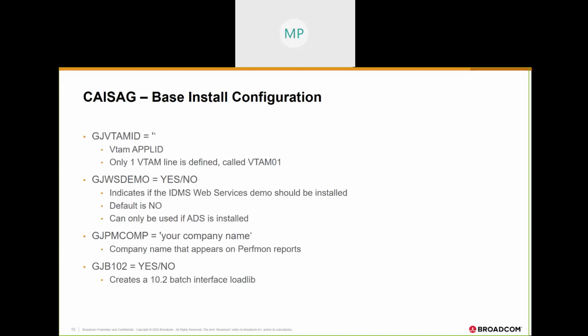GJ VTAM ID, that's the Apple ID for the VTAM line that is defined during the base install. The line that's defined is called VTAM01, and it comes with two P-term L-term pairs. GJWS demo determines if the IDMS web services demo should be installed. This consists of some ADS programs and record definitions that require TCP/IP and ADS on the system. The default is no. So if you don't have ADS installed, but you try to install the web services demo, CAISAG will generate an error telling you that ADS must be installed.